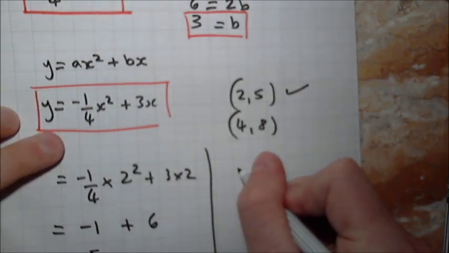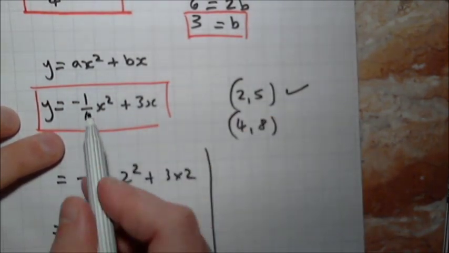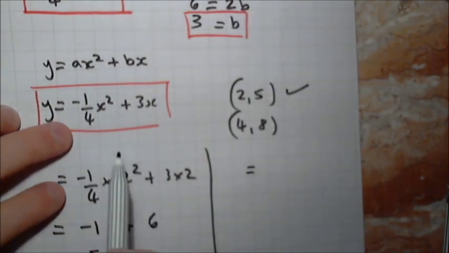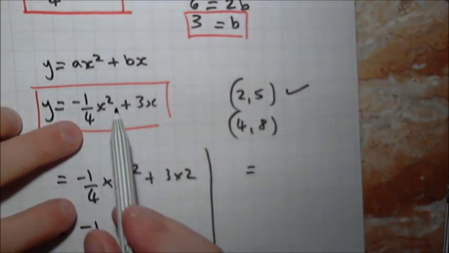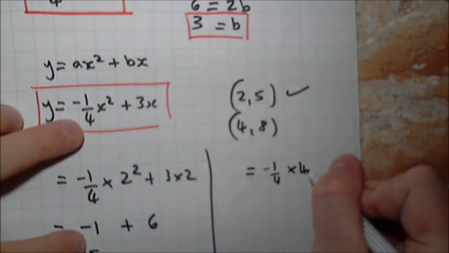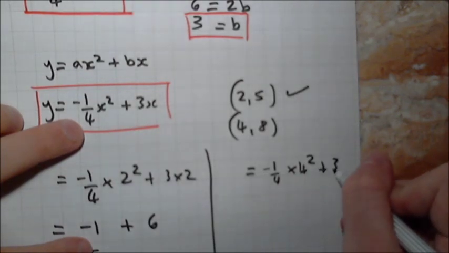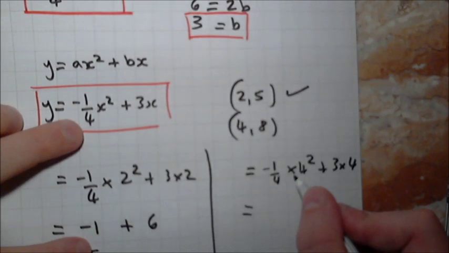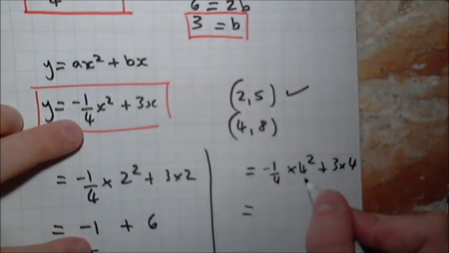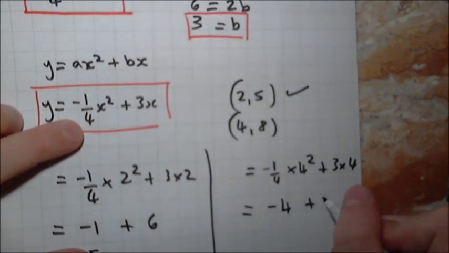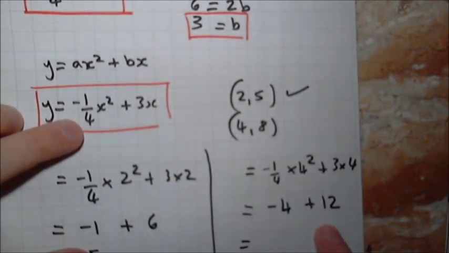So this time, let's put 4 in there. Hopefully, we get the answer of y equals 8. So, let's check. Minus a quarter times 4 squared plus 3 times 4. So, 4 squared is 16. Minus a quarter times 16, well, that's going to get me minus 4. Plus 3 times 4 is 12. Minus 4 add 12 gets me the answer 8.